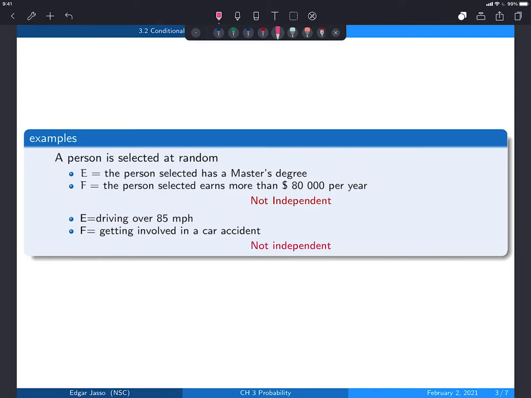And my second example is a car driving over 85 miles an hour on the highway, and after the event, the car gets in a car accident. So again, it's not a guarantee, but knowing that the car was driving over 85 miles per hour certainly increases the probability of the car getting in an accident. So these events are not independent.